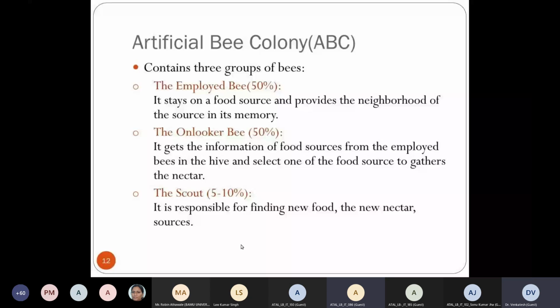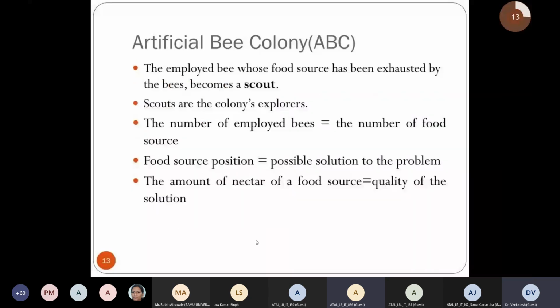So we will see how this algorithm has been formulated. The same thing I told earlier: if an employed bee's food source has been exhausted, then it becomes a scout, and scouts simply explore the search space. In his first paper, Karaboga proposed that the number of employed bees should equal the number of onlookers, but it can be tuned according to our parameters.